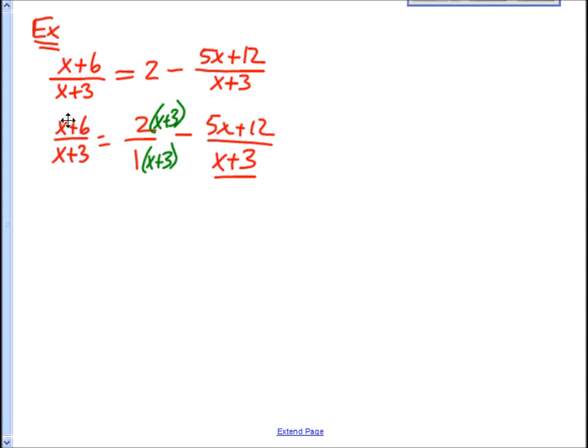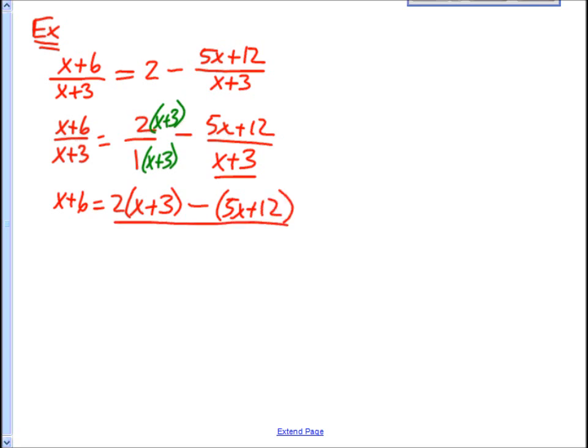Okay, so let's write this now. We have x plus 6 equals 2 times x plus 3 minus this 5x plus 12, all over x plus 3. Of course, we have x plus 3 as our denominator on the left-hand side as well. So we have to clean this up a little bit. We go through and clean this up.